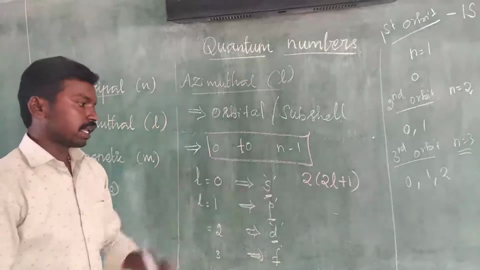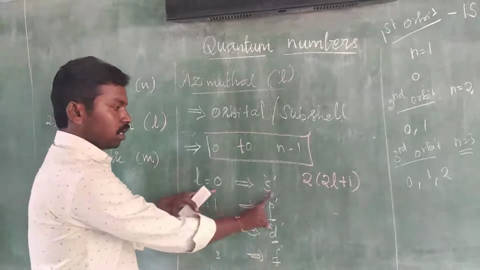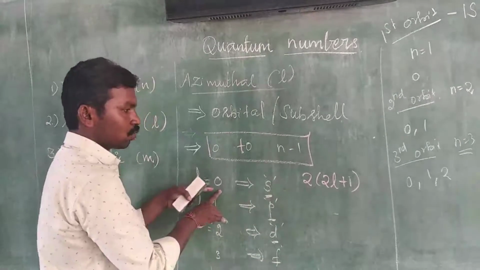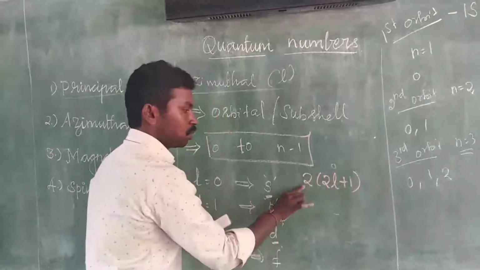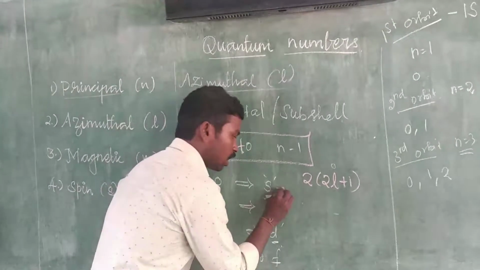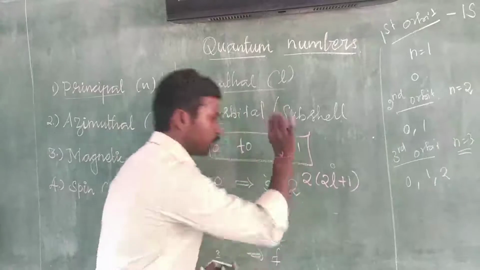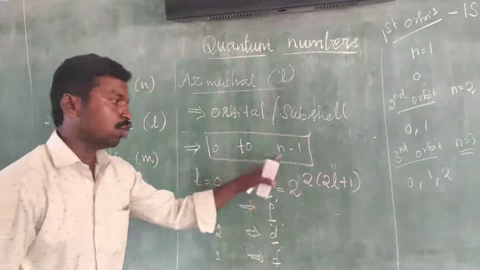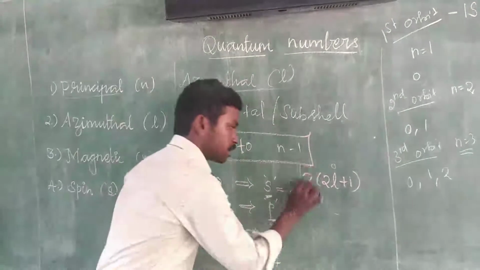Let us take the s orbital. For the s orbital, what is the value of l? It is 0, so substitute 0 here. 2 into (2 times 0 plus 1) is 2. So in the s orbital, the maximum number of electrons will be 2. In the s orbital, only 2 electrons can be present.